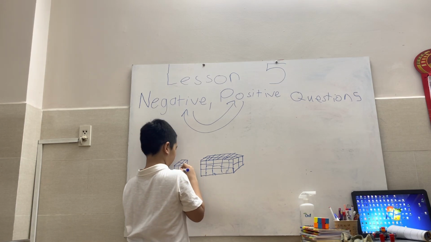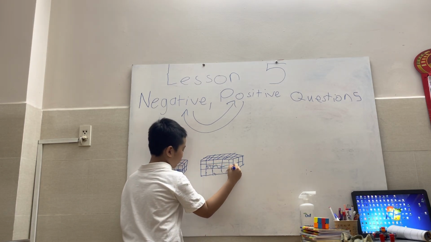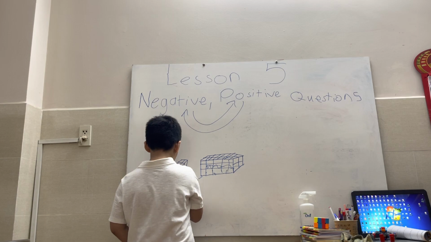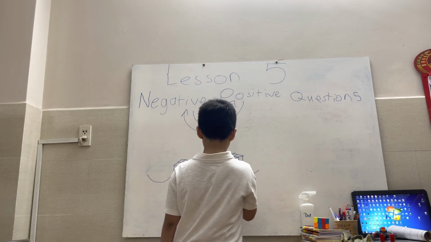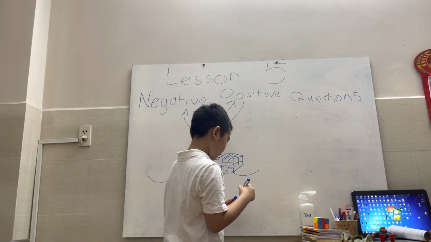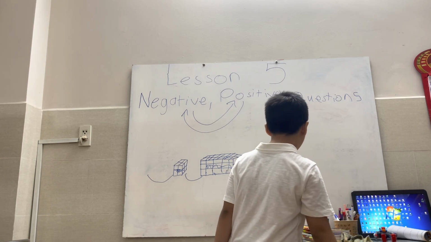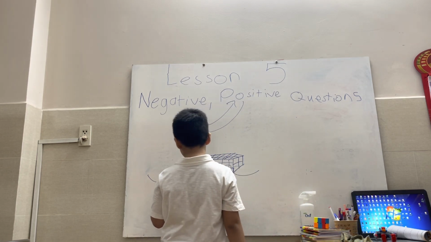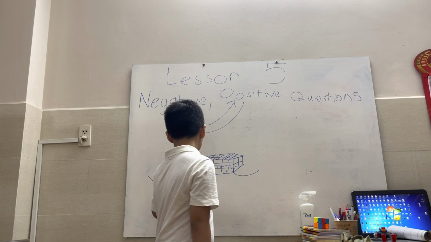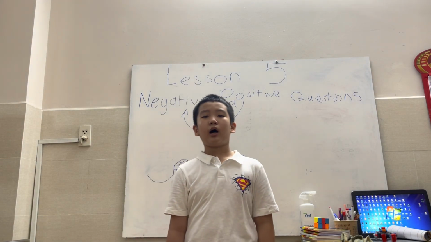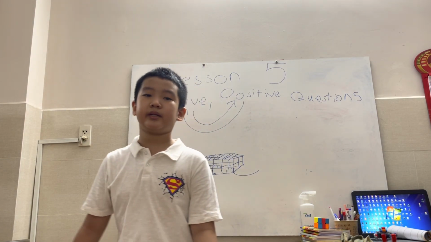You need to write something positive in here, write something negative in here. And write the rest of the sentence in these gaps. Now, do you understand how to play the game? Now, let's take a short break before we go on with the next part of the grammar lesson today.